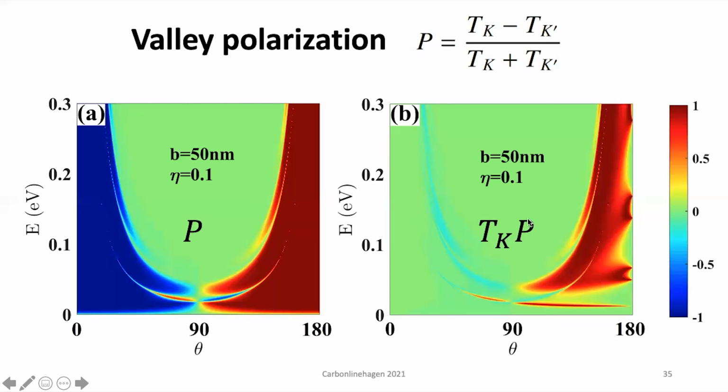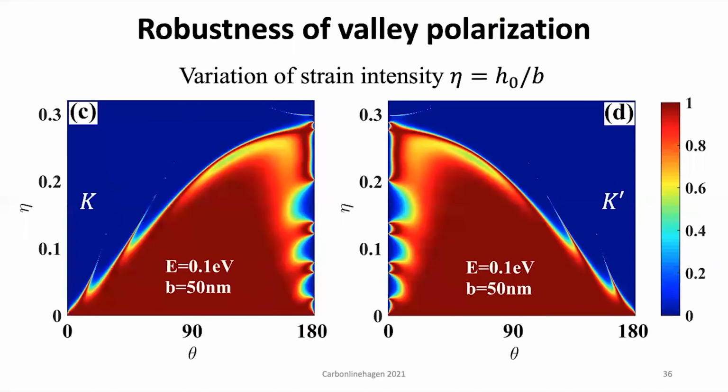And then once again, we do this for states from valley K, and we see that for incidence above 90 degrees, anti-parallel to the axis, we have a large degree of polarization for states coming from valley K and a complete absence of states from valley K prime. So this is telling us that for a wide range of angular incidence, the folds are very good valley polarizers.